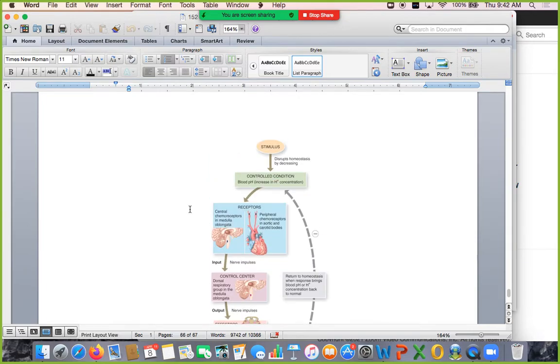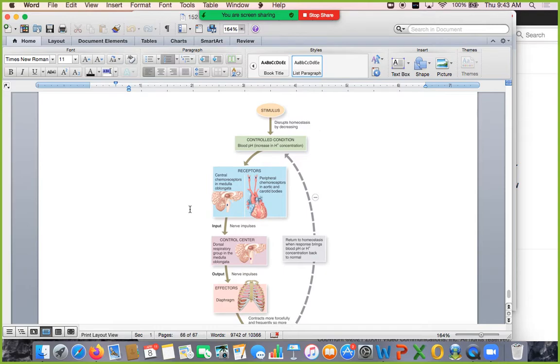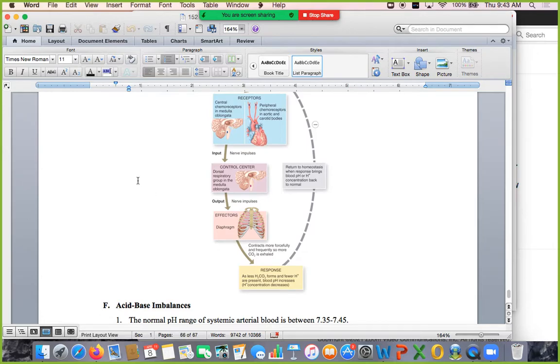So just like anything, this is going to be some sort of stimulus that comes in and disrupts a controlled condition. In this case, the controlled condition is blood pH. And so if we end up with an increase in hydrogen ion concentration, it means we're decreasing our blood pH, right? Our blood's becoming more acidic. And we have specialty receptors in the medulla oblongata and also in the aortic and carotid bodies. We talked about the aortic arch receptors and the carotid body receptors previously when we talked about baroreceptors and stretch receptors, but in this case they also have chemoreceptors. And that's going to send information to the control center, which is the dorsal respiratory group, or the DRG.